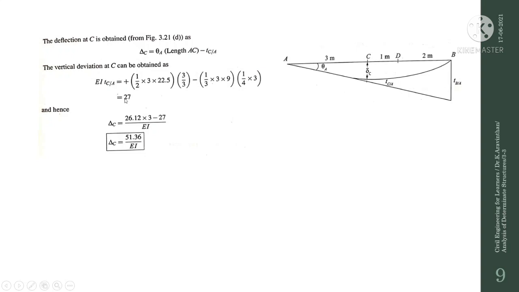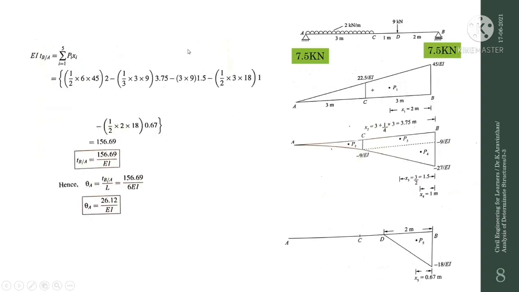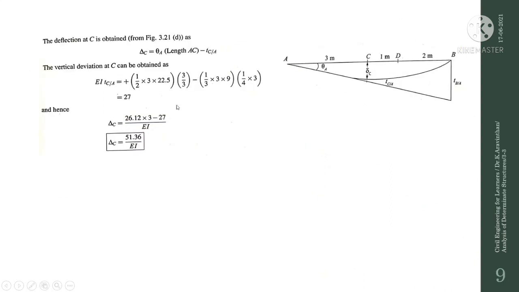Since we got this TCA, 27 by EI, you can take 27 by EI and theta A into length. So theta A, what you got, is 26.12 by EI, into length, which will be 3 meter. So up to point C the length is 3 meter. If you multiply and simplify, you will get delta C as 51.36 by EI. Now you have the deflection at the point C.